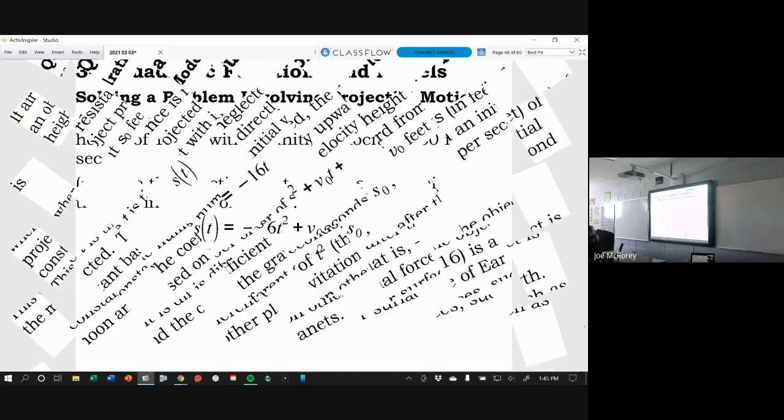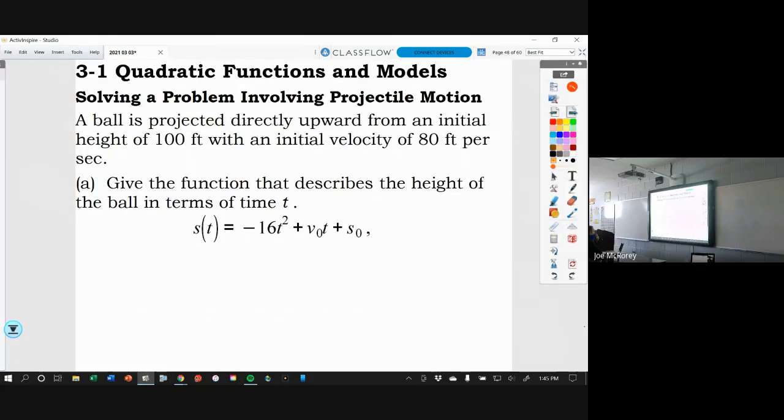Here's the first problem. A ball is projected directly upward from an initial height of 100 feet with an initial velocity of 80 feet per second. Give the function that describes the height of the ball in terms of time. So would you plug in 100 for s and 80 for v? Sounds great. So s of t, the height of the ball, is going to be negative 16t squared plus initial velocity 80t plus initial height 100.